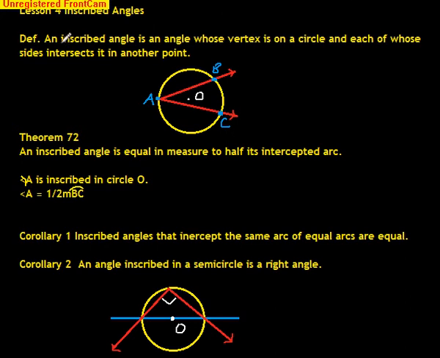The definition says an inscribed angle, we did a central angle in the last lesson, so it's a little bit different. An inscribed angle is an angle whose vertex is on a circle and each of whose sides intersect it in another point. So this red angle here is an inscribed angle. Its vertex is on the circle and the other sides intersect the circle in two different points. So remember the central angle, it started here at the center and then it intersected the circle.